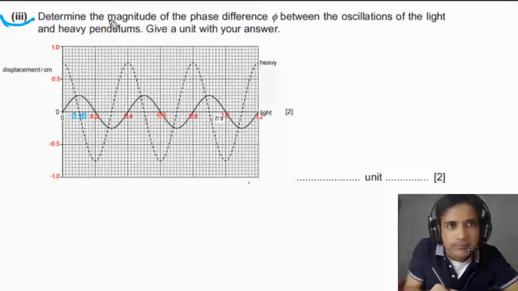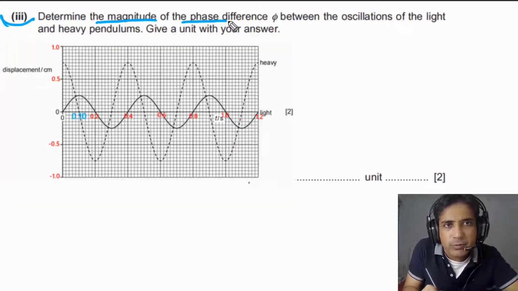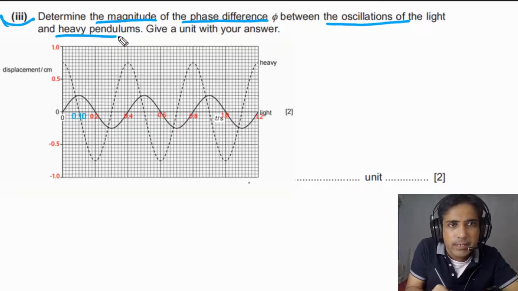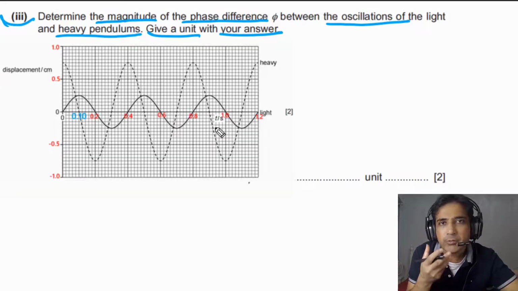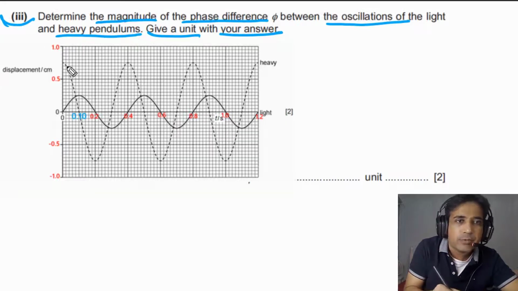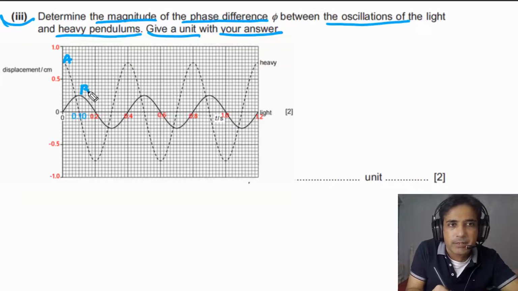For the last part, we need to determine the magnitude of the phase difference phi between the oscillations of the light and heavy pendulums. And also we need to give a unit with answer. So first thing, we need to understand how we can calculate phase difference. So we have 2 waves. Let's say this one is wave A and this one is wave B.